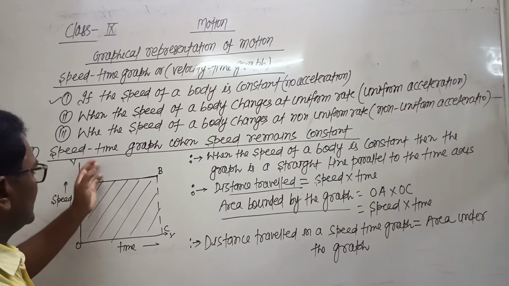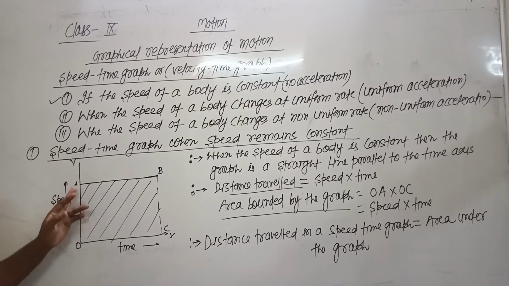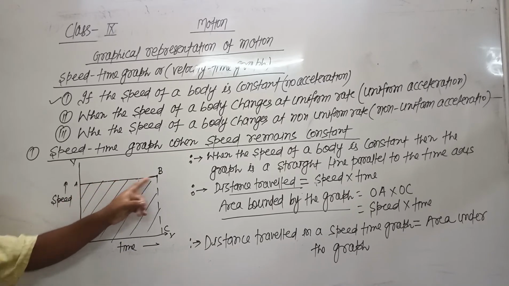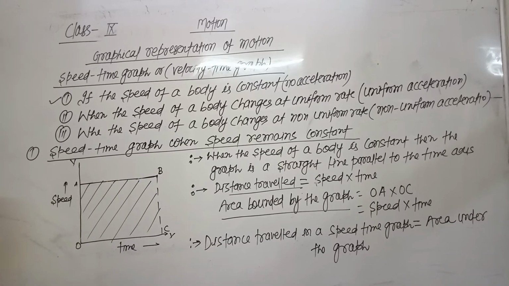So in the speed time graph, when the speed remains constant, the graph is a straight line parallel to the time axis. At every point on the graph, the value of speed is constant and its slope is 0. What about its slope? The slope of this graph is 0, because if the graph is parallel to the time axis, its slope is 0.